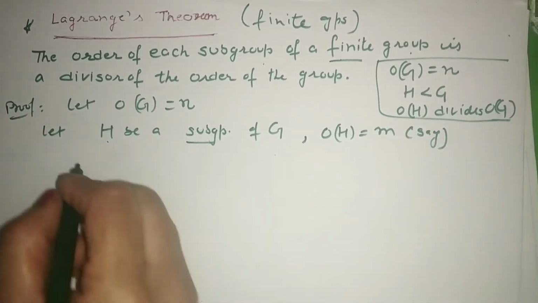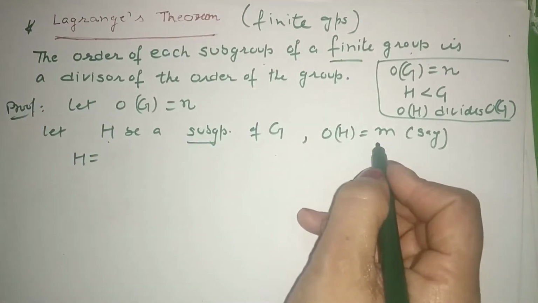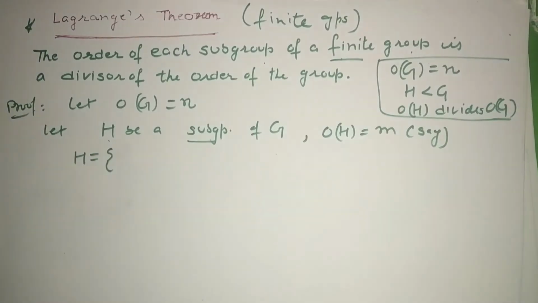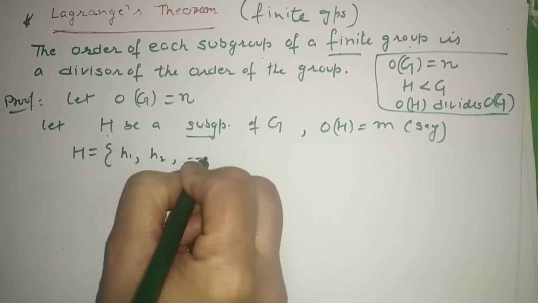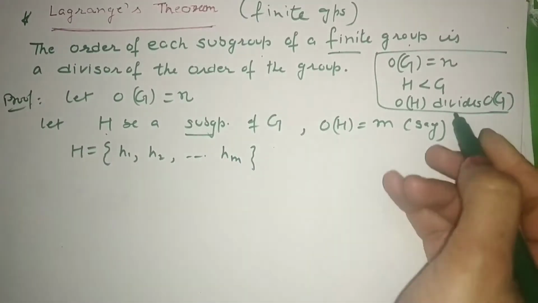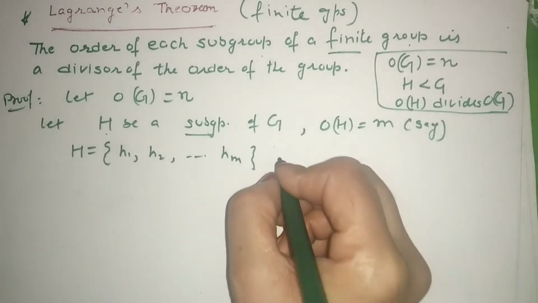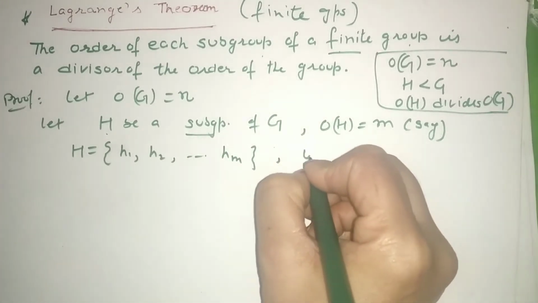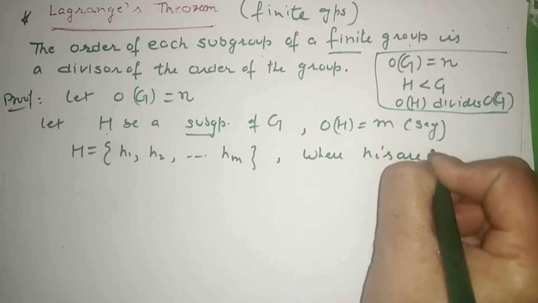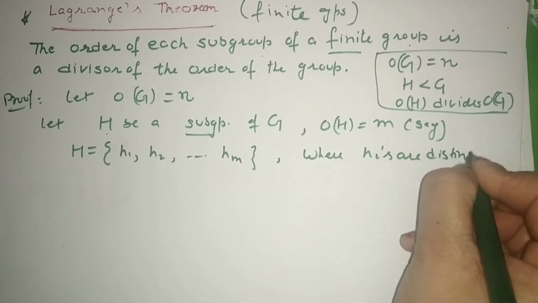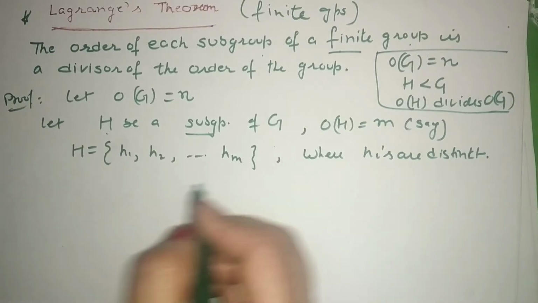Now we will write the elements of H, because H has m elements. Let these elements be h1, h2, up to hm, because the order of H is m. So these are the m elements of H, where the hi's are distinct. All the elements are distinct, meaning different.